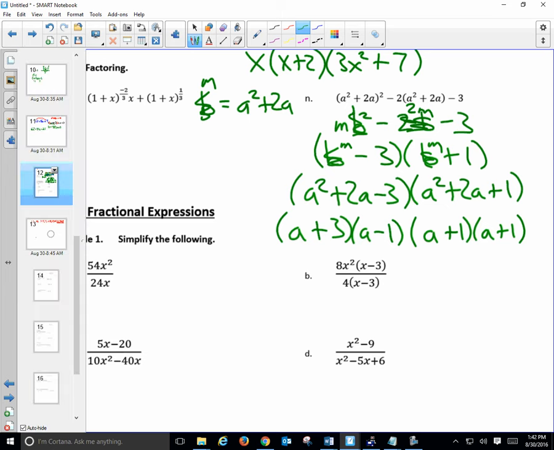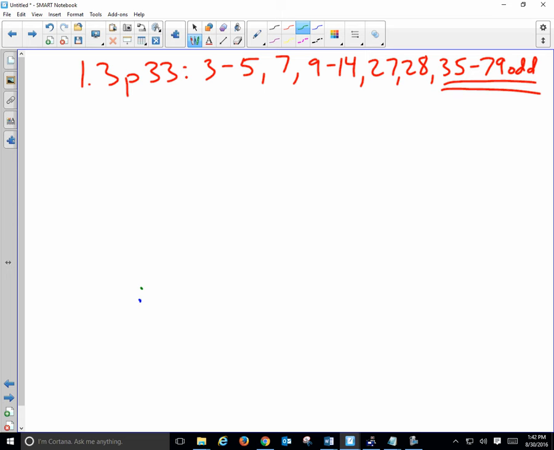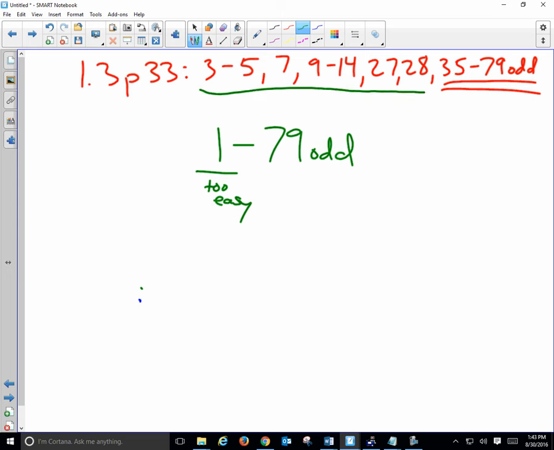But you want an assignment, and you want a long assignment. So I could have given you 1 through 79, the odd, but I didn't. Because some of these you don't need to do. They're too easy. So I just gave you some problems here, just the problems I thought were important, and then 35 through 79, the odd. And that way you could check the answers in the back of your book as opposed to having to look at them all in class here.